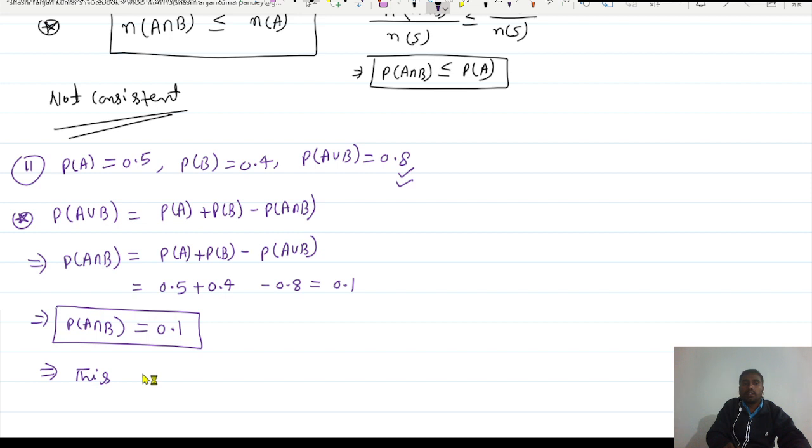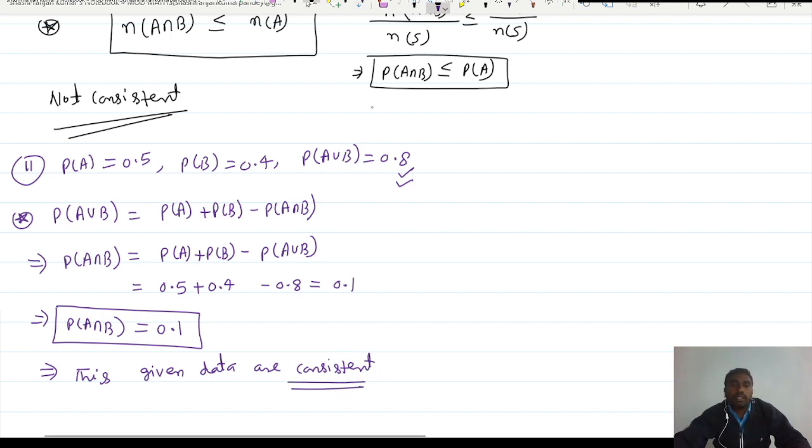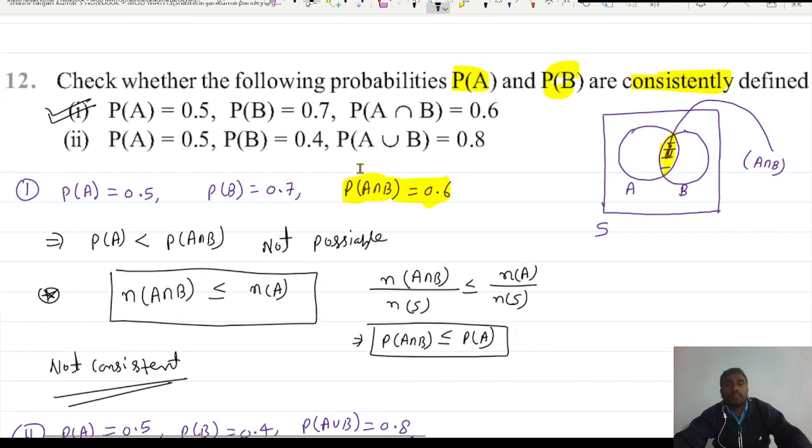So you can say the given data here are consistent. There is no problem with the consistency of this data. Hopefully you get the concept of how we check for consistent and inconsistent data.